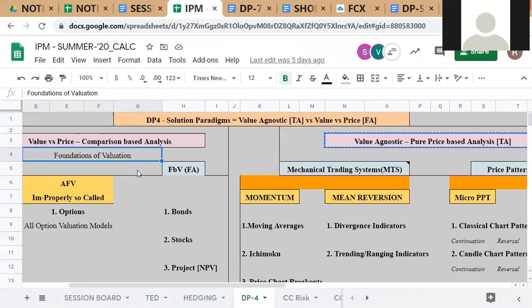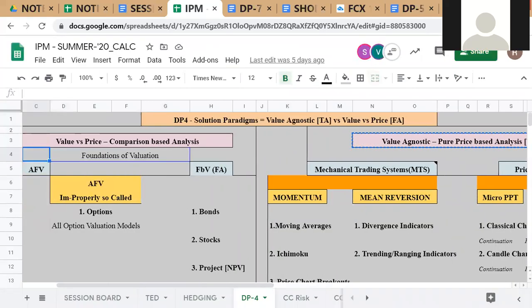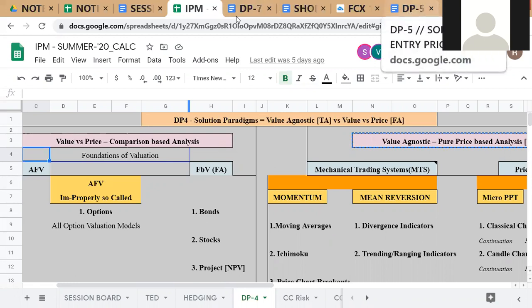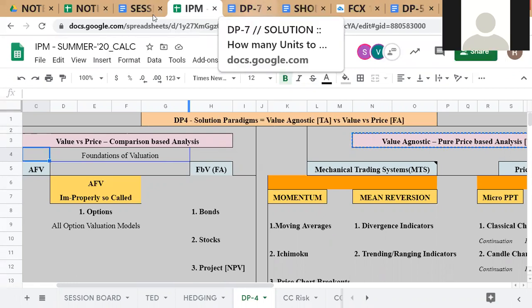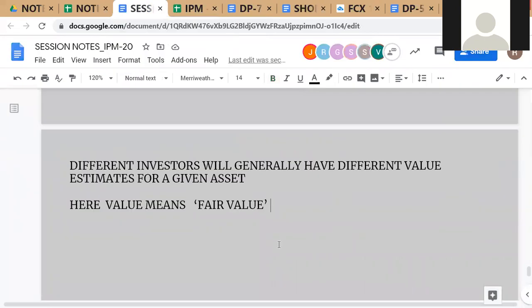When we talk about the two arms of the DP4 solution paradigm, one is value versus price and one is value agnostic. Value versus price here, for this value, I'm just trying to explain this term. Value actually stands for fair value, shorthand for fair value.